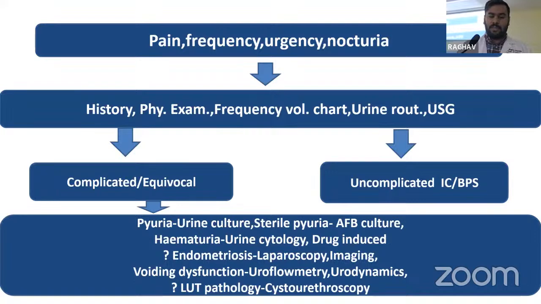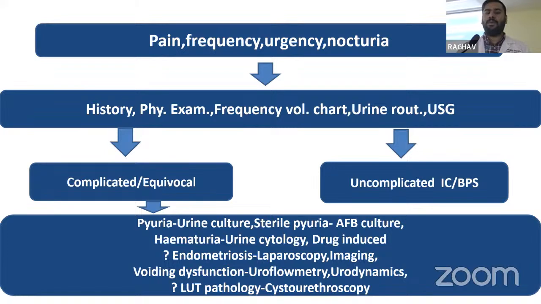Now, this is a proposed algorithm that we follow in our own hospital, that is the Department of Urology SMS. When a patient presents with pain, frequency, urgency, or nocturia, a detailed history, physical examination, a frequency volume chart, a urine routine examination, and ultrasound are performed. If the results are uncomplicated, if the results are straightforward, then the patient is diagnosed as an uncomplicated IC BPS patient. If the results are complicated or equivocal, there may be pyuria and urine culture.